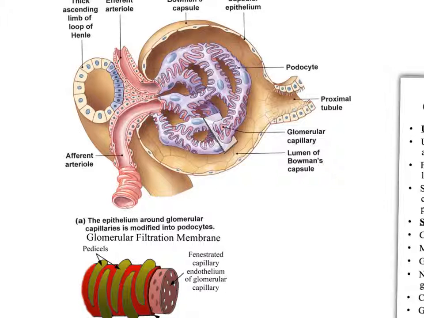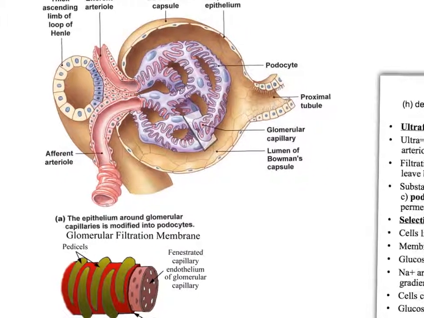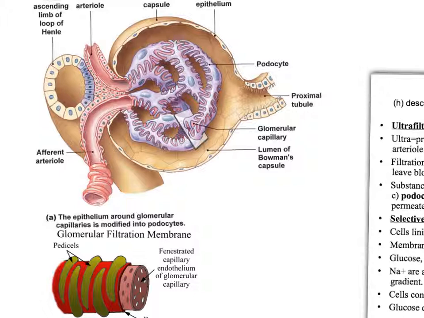Now, the complicated bit to visualise, which this diagram does represent rather well, is the idea of the filtration. The Bowman's capsule is constructed so that it's got an outer layer of cells here, which are normal flattened squamous epithelial cells, which form a watertight structure around the outside of the Bowman's capsule here.